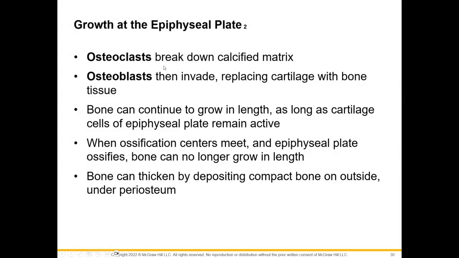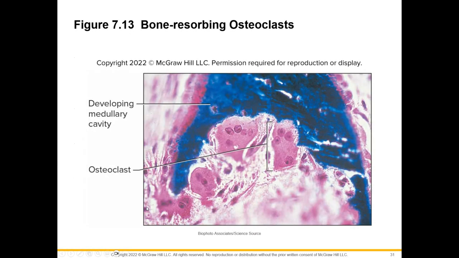Okay, the osteoclasts do break down calcified matrix eventually in the epiphyseal plates, and then the osteoblasts invade and replace the cartilage with bone tissue. The bones, though, can continue to grow in length as long as the cartilage cells of the epiphyseal plates remain active. When the ossification centers do meet and the epiphyseal plate ossifies, then bone no longer grows in length. And the bone can thicken by depositing compact bone on the outside and under the periosteum. And this shows some of the bone resorbing osteoclasts.